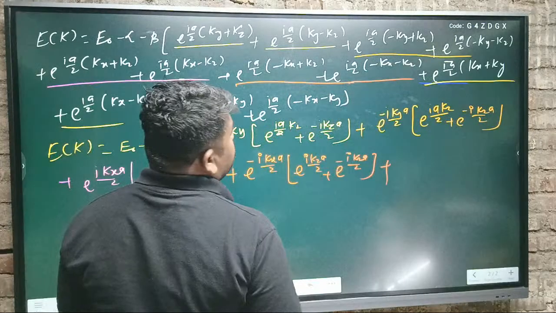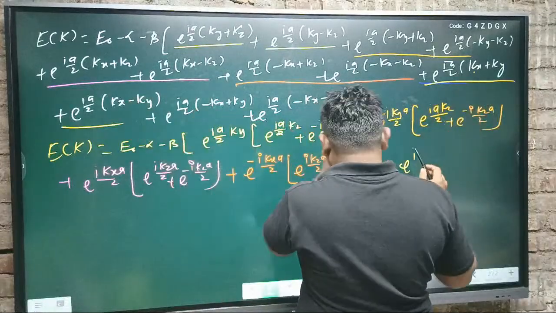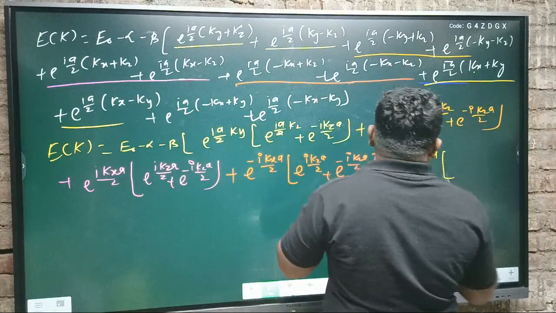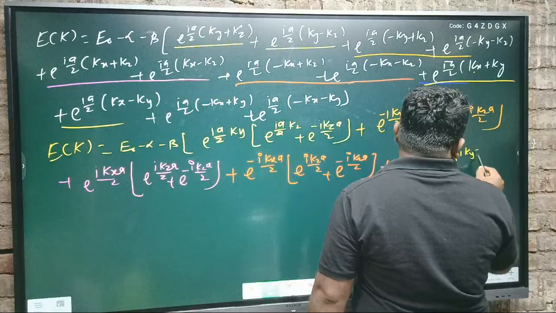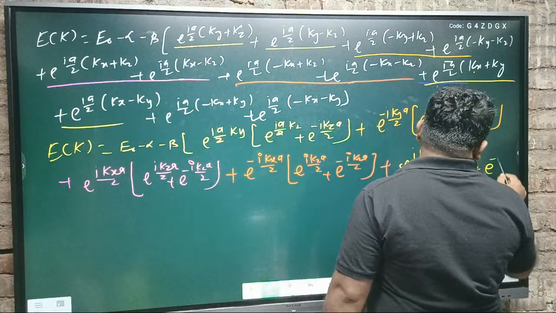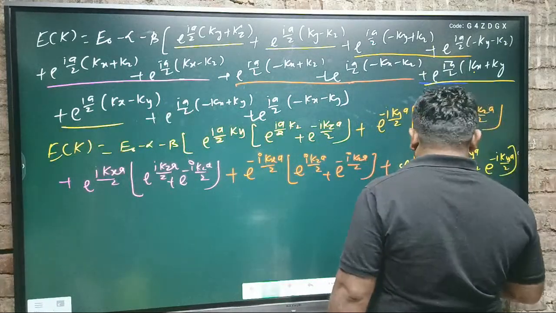In this case, which one is common? We take common out e to the power I. Here is kx, here also kx. Means e to the power I kx a by 2. What is the inside? E to the power I ky upon 2 plus e to the power minus I ky upon 2. Okay.